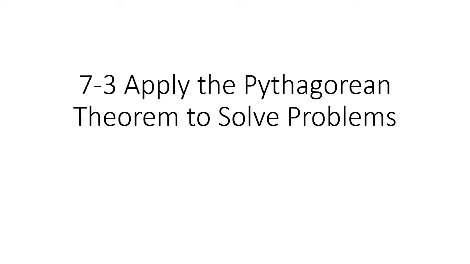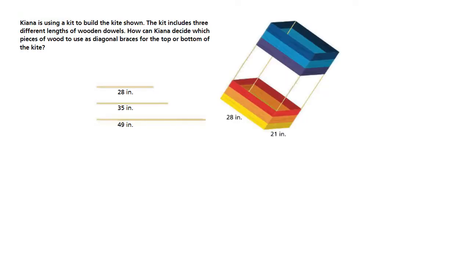Hello, today we are going to apply the Pythagorean theorem to solve some problems. I'm going to do the problem that is example 1 on page 396 of your textbook. That's 7-3, and it's about a kite. All right, let's get into it.